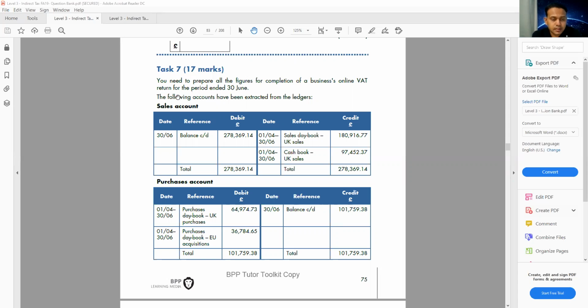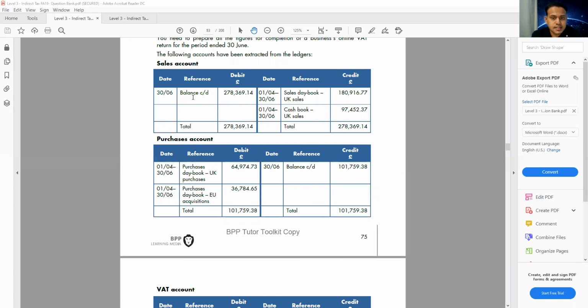Task 7. Let's read this question. You need to prepare all the figures for completion of a business's online VAT return for the period ended 30 June. The following accounts have been extracted from the ledgers. Sales account. So we have a sales table, that is sales from the UK, and this is credit sales from the sales table, and this is a cash sale from the cash book.